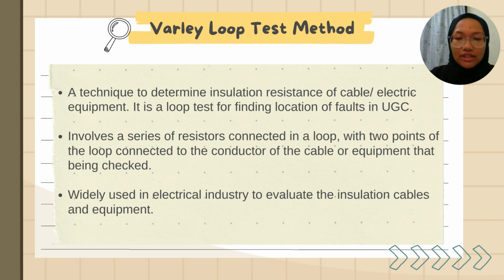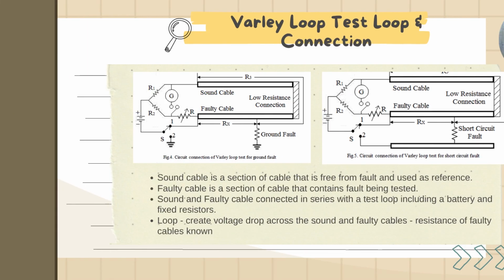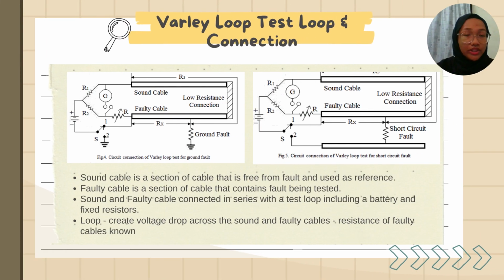So, the Varley loop test is widely used in the electrical industry to evaluate the insulation of cable and equipment, as it is a simple and reliable method for discovering defects or weakness in cable insulation. So there are two types of loop connection in the Varley loop test, one to check the ground or earth fault, and the second one to check the short circuit fault.